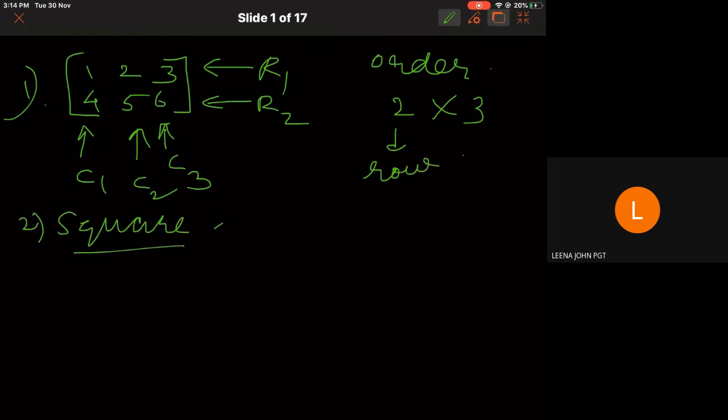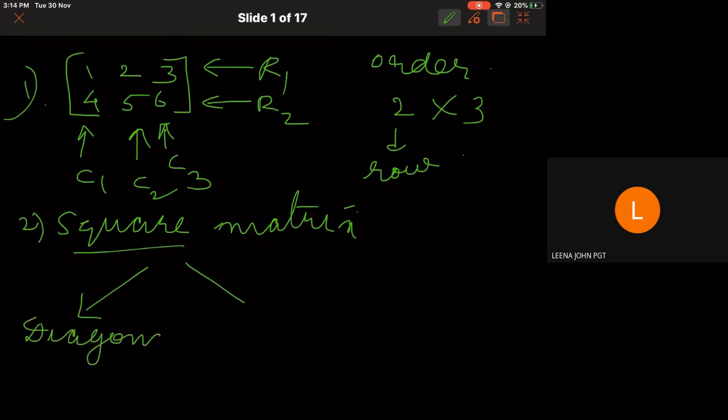Next, a square matrix is a matrix in which the number of columns and rows are equal. And in a square matrix itself, there are different types. The first one is the diagonal matrix. A diagonal matrix is a matrix in which, except the diagonal elements, the non-diagonal elements are all 0.